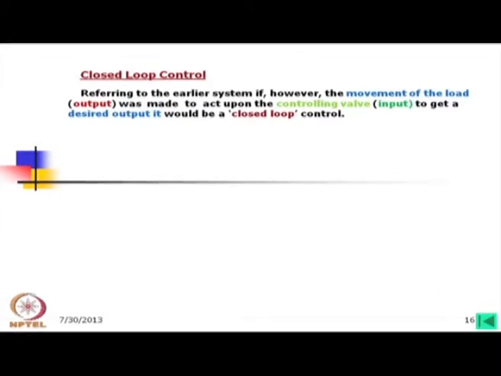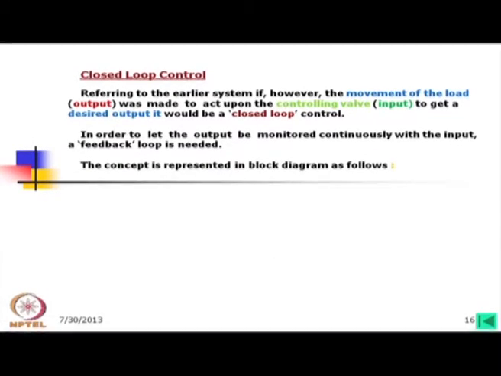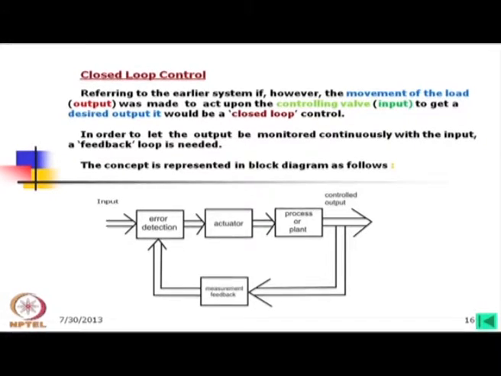Now, what is closed loop control in fluid power? Referring to the earlier system, if however, the movement of the load was made to act upon the controlling valve to get a desired output, it would be a closed loop control. In order to let the output be monitored continuously with the input, a feedback loop is needed. The concept is represented in the block diagram as follows. Now, what is there? An input, then error detection, then actuator, process or plant, then controlled output, and there itself a feedback which is coming to the error detection, and then it is controlling the actuator.